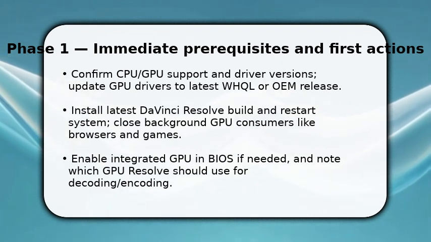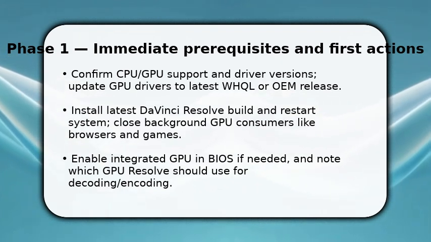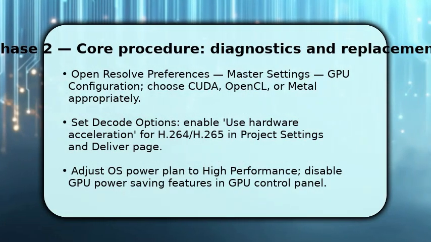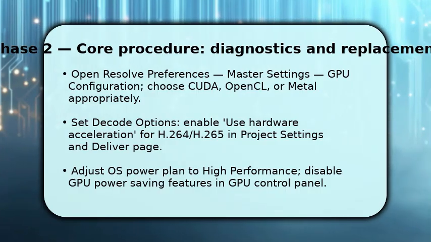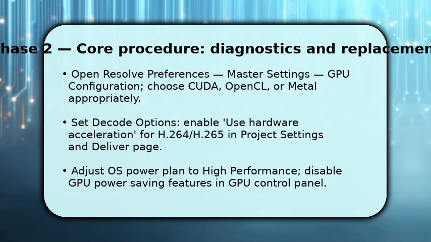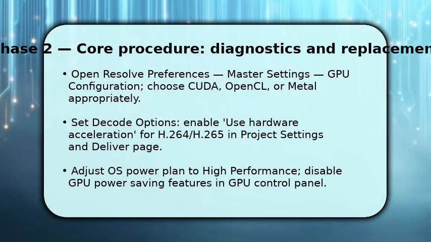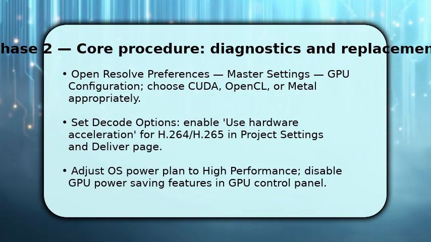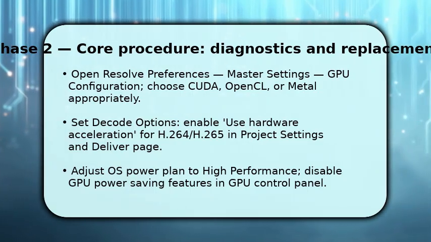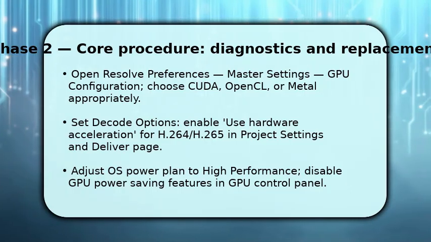Next, open DaVinci Resolve Preferences and go to GPU configuration. Pick CUDA for NVIDIA, Metal for Mac, or OpenCL for AMD, then select the correct GPU device. Once set, go to Project Settings and the Deliver page to enable hardware decode/encode options for H264 and H265. This is what speeds exports.